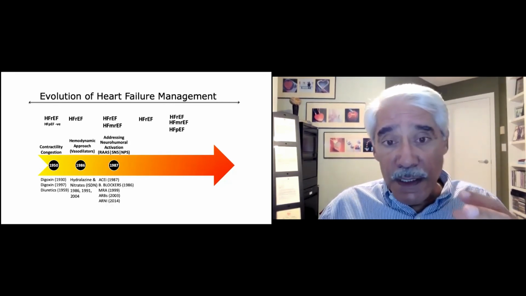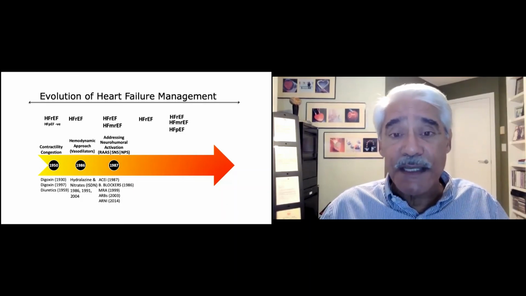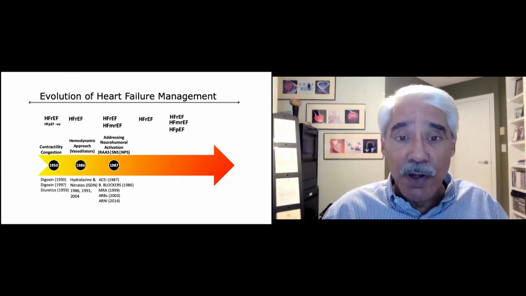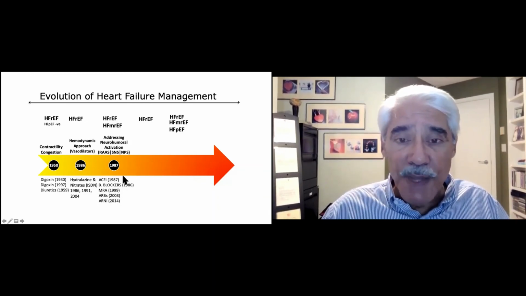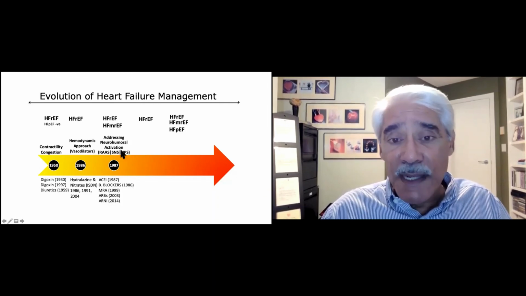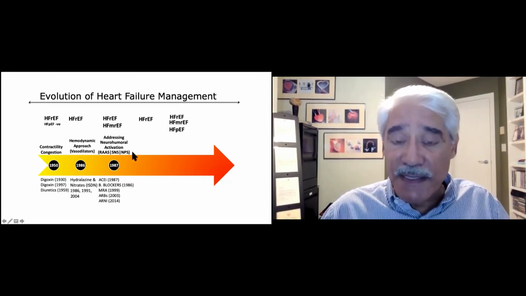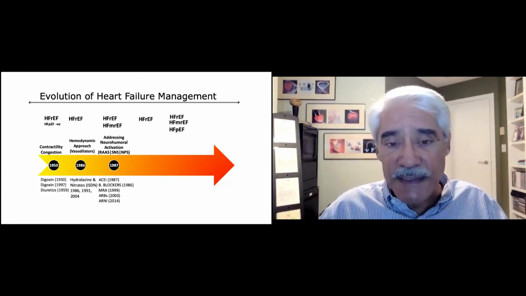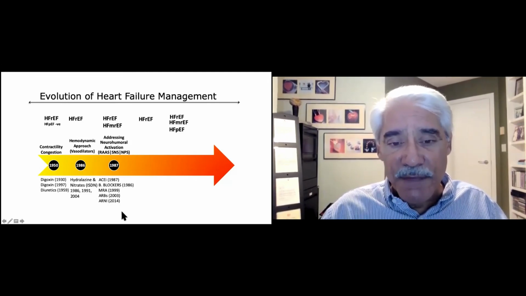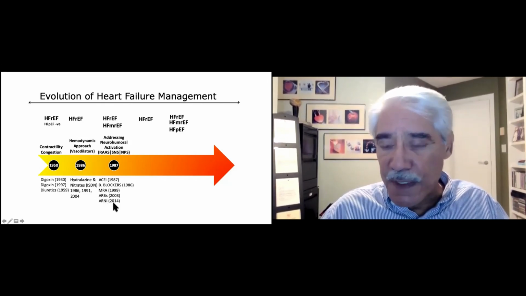We know that addressing the neurohumoral activation is extremely beneficial, whether you block the RAS system with an ACE inhibitor or angiotensin receptor blocker, or with a mineralocorticoid receptor antagonist, so-called aldosterone antagonist, all give benefit. But blocking the sympathetic nervous system is also extremely beneficial with the use of beta blockers, and enhancing the natriuretic peptide system by blocking their breakdown by inhibiting neprilysin. The ARNIs are extremely beneficial drugs in the treatment of heart failure.